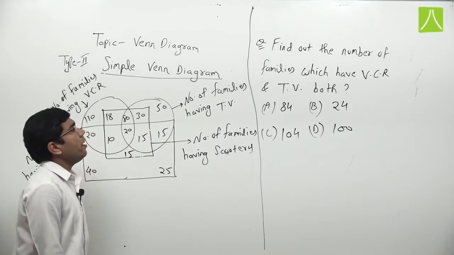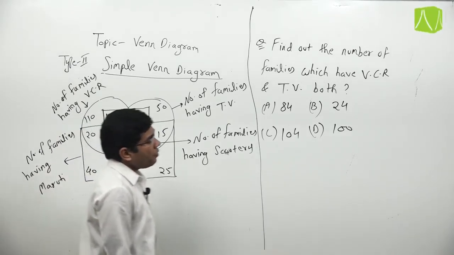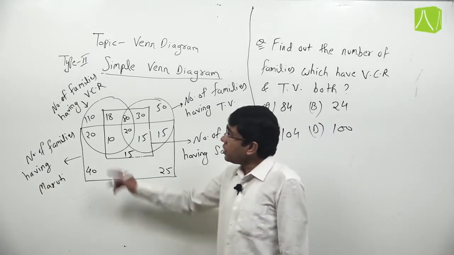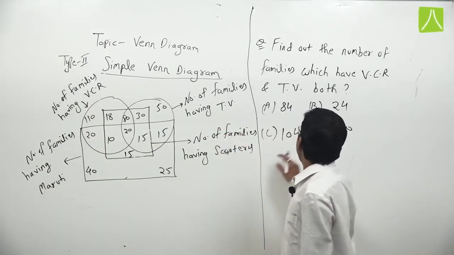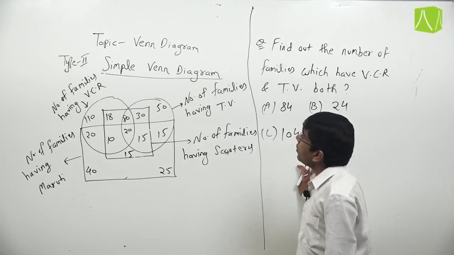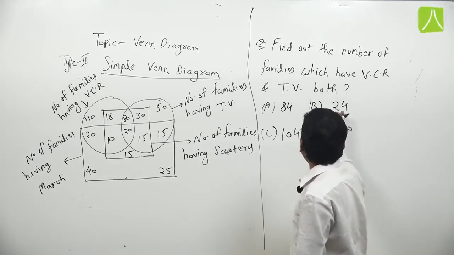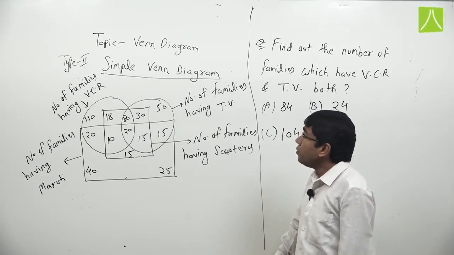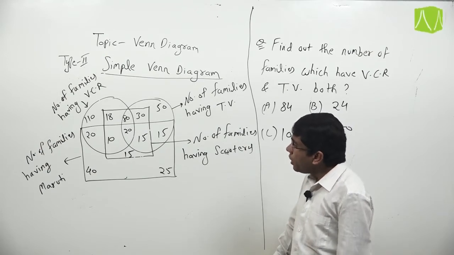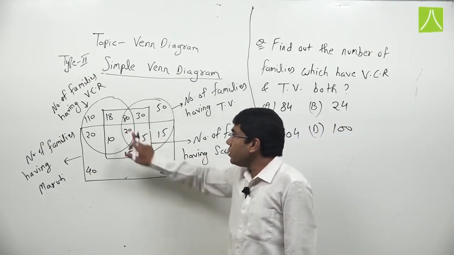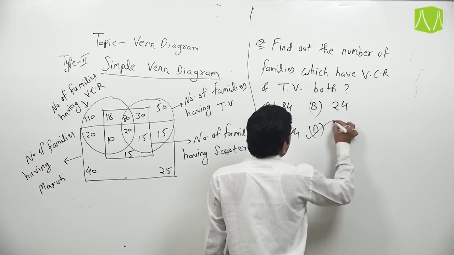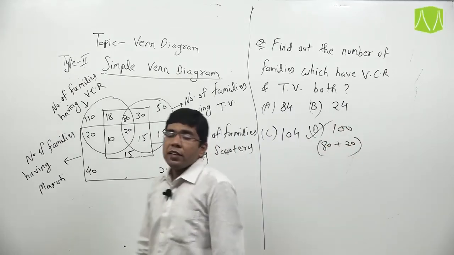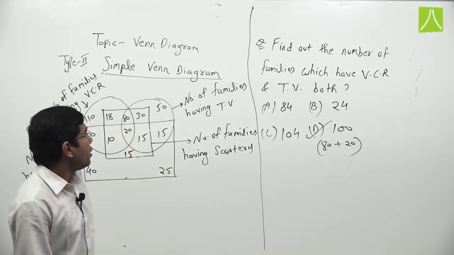Now we have to find out the number of families which have VCR and TV both. Friends, according to the diagram, the families that have VCR are denoted by this circle and families that have TV are denoted by this circle. Now we have to find the common number between both the circles. According to the diagram, 80 plus 20 should be our answer. So our answer should be option D, because 80 and 20 is the common number of both the circles.